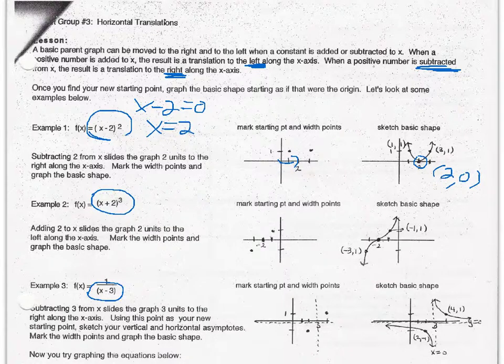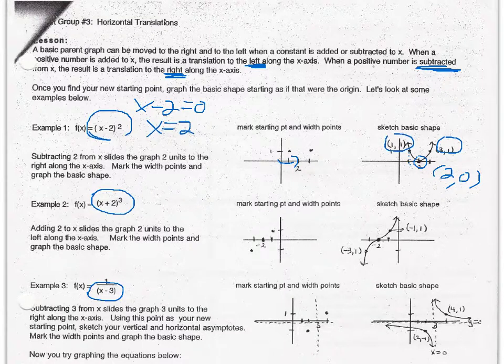Since it's just x, it doesn't get skinnier or wider. So from the vertex, when you go to the right one, you go up 1, and you're at 3, 1. Okay, then from the vertex, you can go to the left one, up 1. So you are at 1, 1.